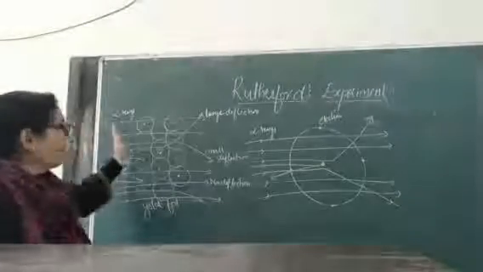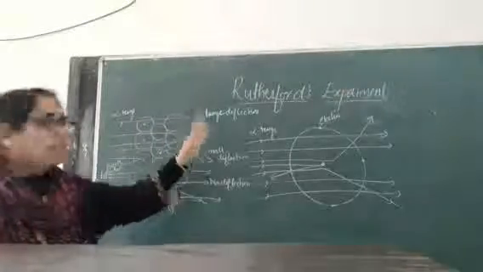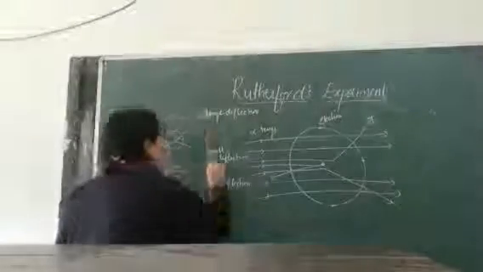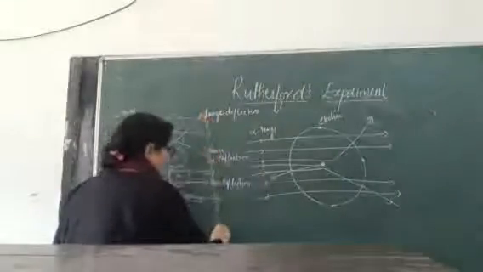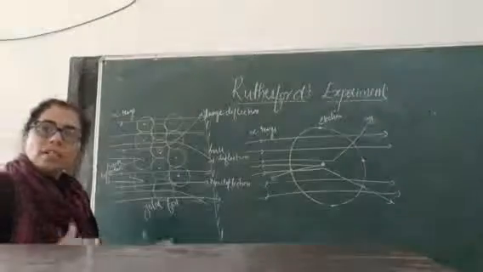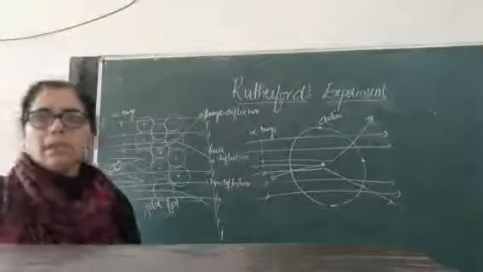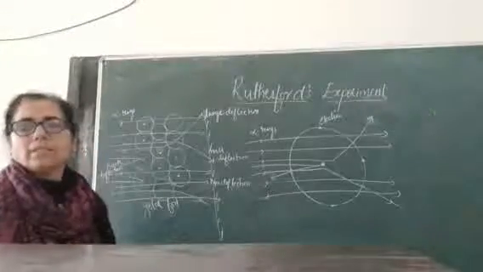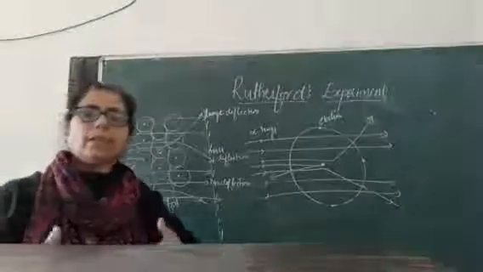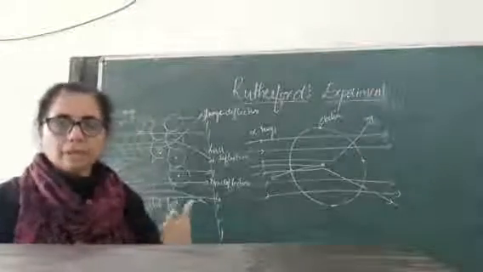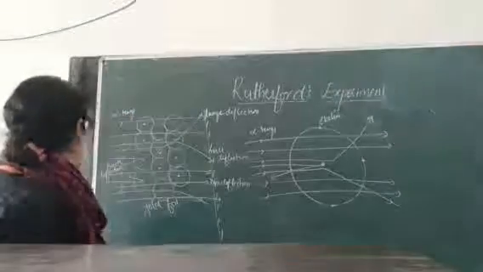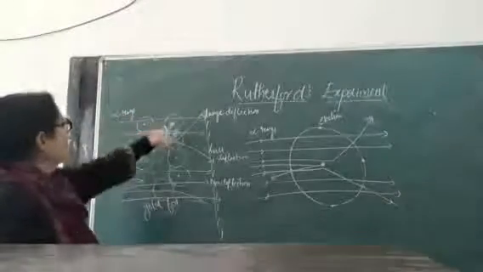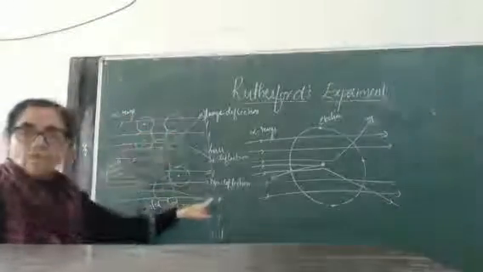X-rays were allowed to pass through the gold foil, and its images were taken on the screen on the other end. After this experiment, he found that certain rays were deflected. These alpha rays were deflected very differently after passing through the gold foil. He found that maximum rays were going straight.